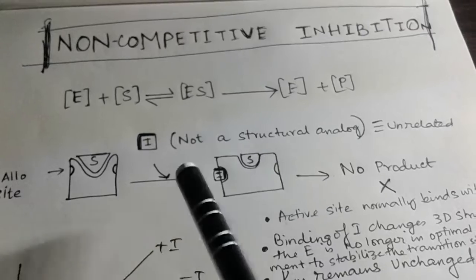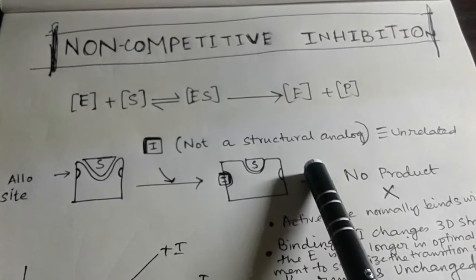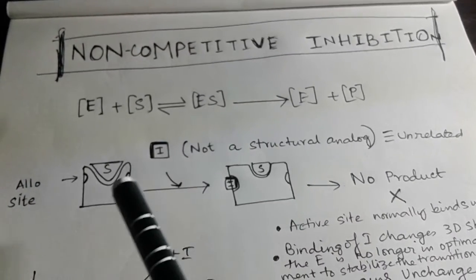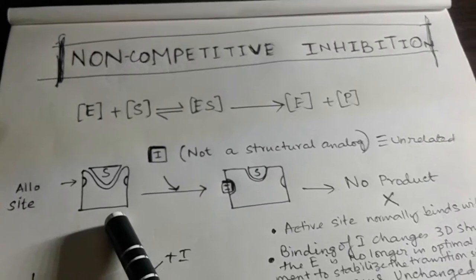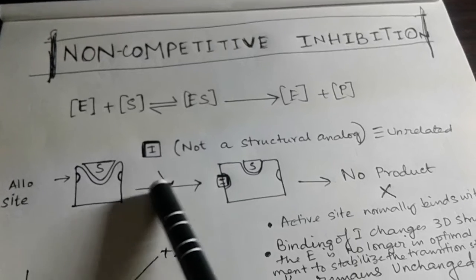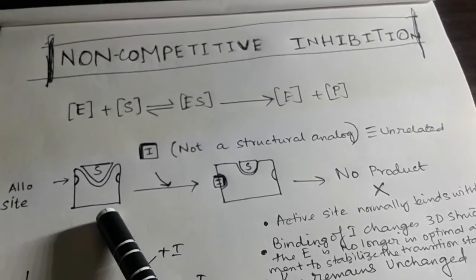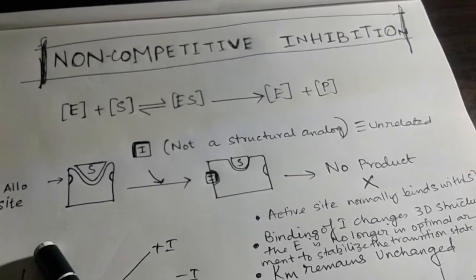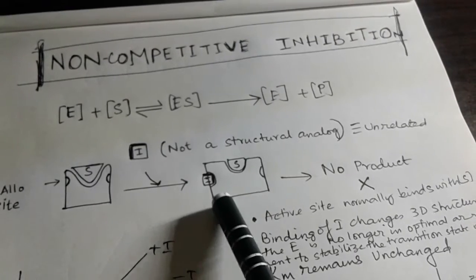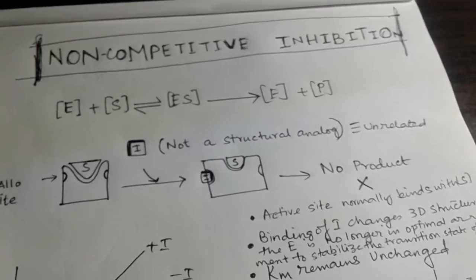In case of non-competitive inhibition, the inhibitor is not the structural analog of substrate, and both of them are unrelated, and the inhibitor doesn't bind to the active site of the enzyme, so there is no competition between these two. The inhibitor rather binds to the other site present in the enzyme, which is also known as the allosite. So if it binds to the enzyme in the allosite, again no product formation occurs.